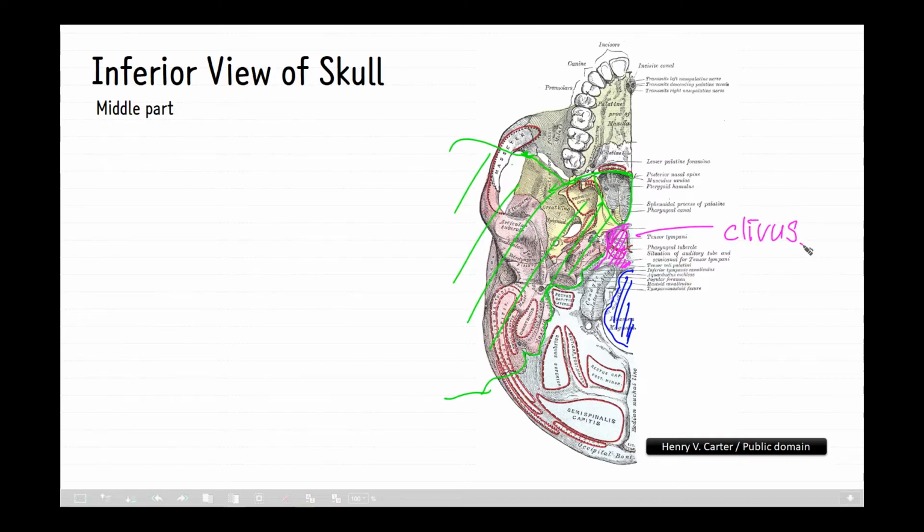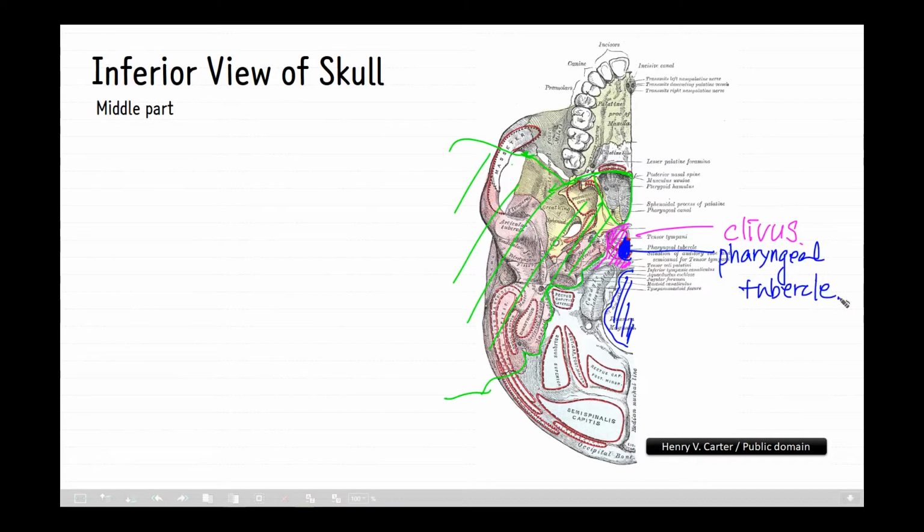The basic bears a small midline pharyngeal tubercle which gives the attachment to the pharyngeal raphe, the highest attachment of the superior pharyngeal constrictor. Here is the pharyngeal tubercle. These structures will be discussed in detail in the posterior part of the inferior view of skull.